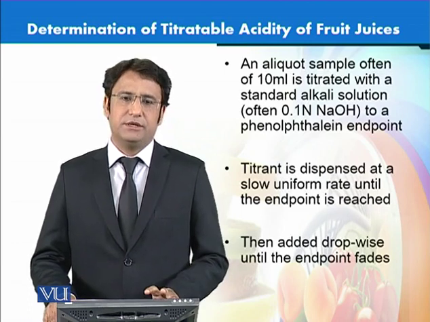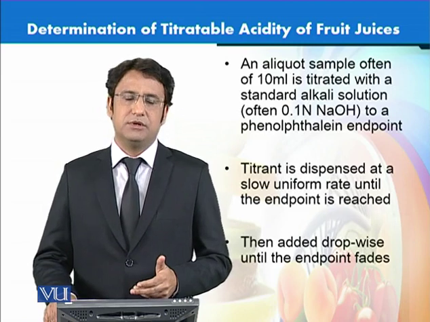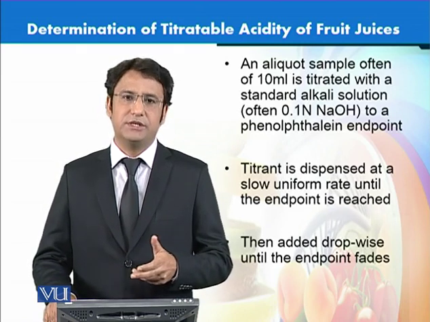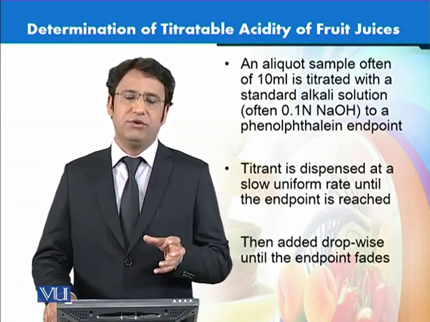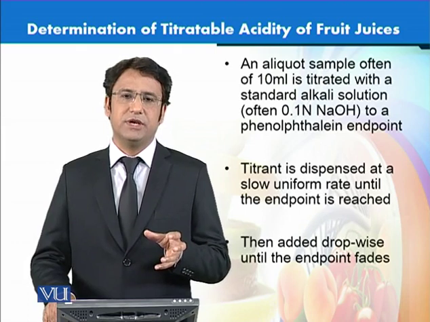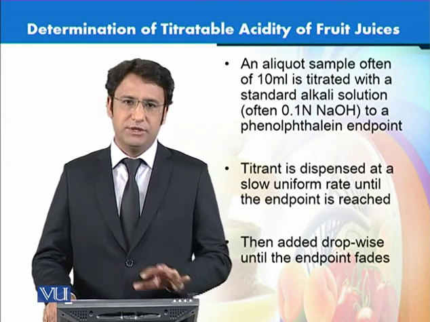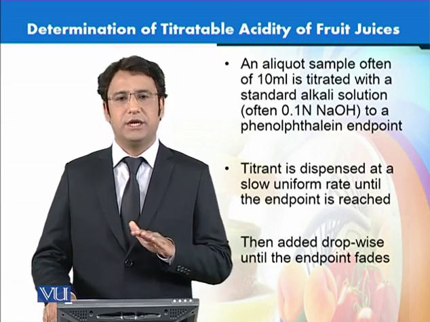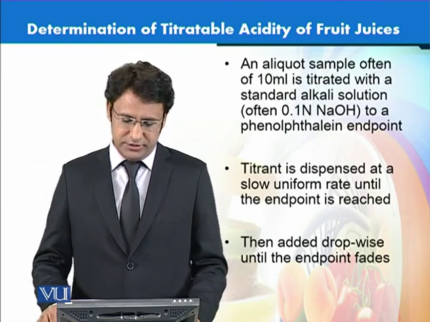Then another precaution has to be taken: you would use an aliquot of the fruit juice that has to be titrated. So this aliquot or blank solution has to be taken, and we would treat it the same way as we titrate the sample containing fruits. And there may be some amount of sodium hydroxide that has to be subtracted in the final reading.